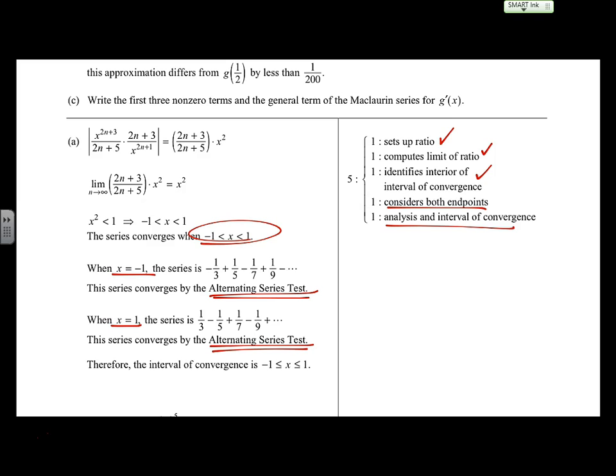I think you guys could improve on this answer as far as why the alternating series test says it converges at -1 and 1. What would your rationale be? What would the alternating series test need in order to say, yes, the series converges?